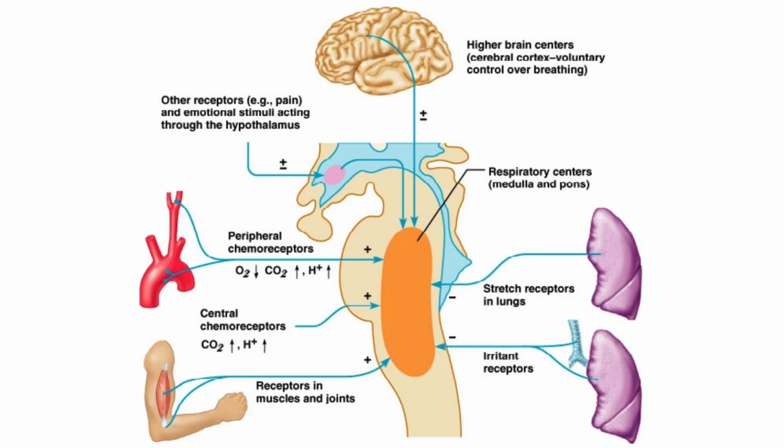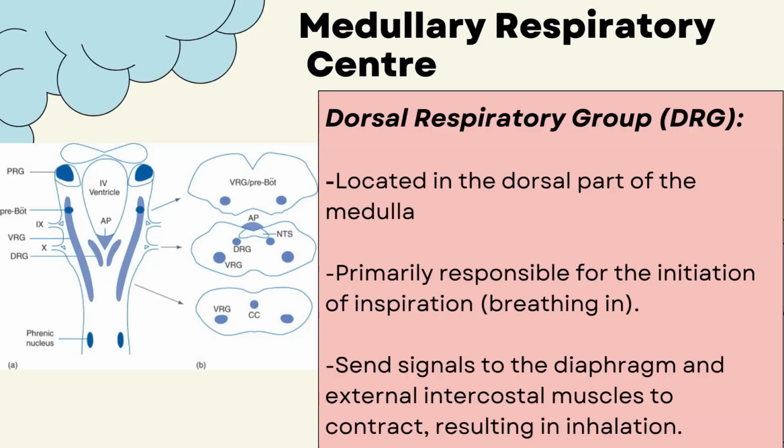Various respiratory centers involved are: 1. Medullary respiratory center, dorsal respiratory group, DRG. Located in the dorsal part of the medulla, the DRG is primarily responsible for the initiation of inspiration, breathing in. Neurons in this group send signals to the diaphragm and external intercostal muscles to contract, resulting in inhalation.